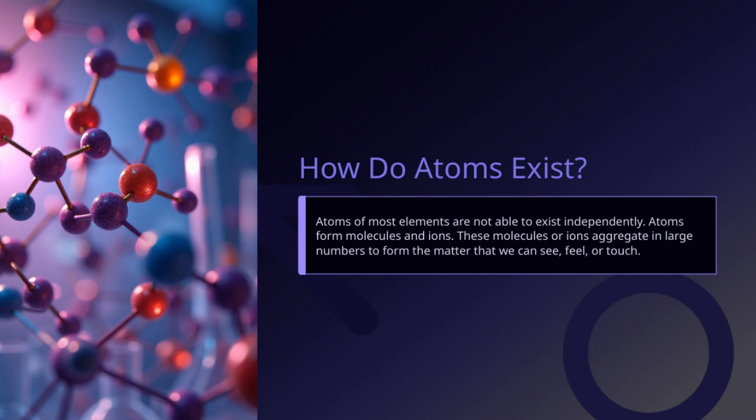Atoms of most elements are not able to exist independently for very long. Instead, they tend to combine with other atoms to form molecules and ions. These molecules and ions are the building blocks of everything around us. When large numbers of these molecules or ions come together, they form the matter that we can see, feel, or touch every day.